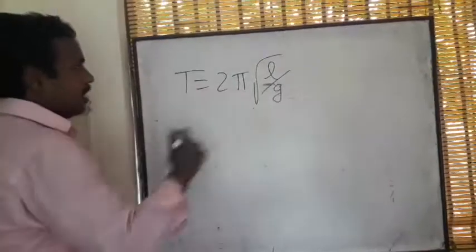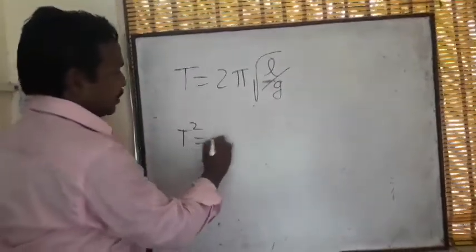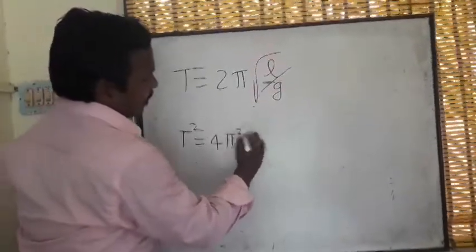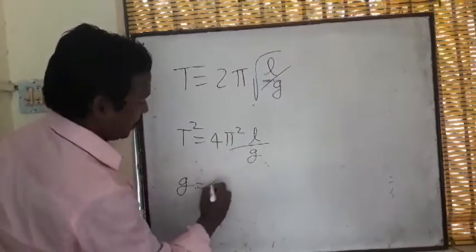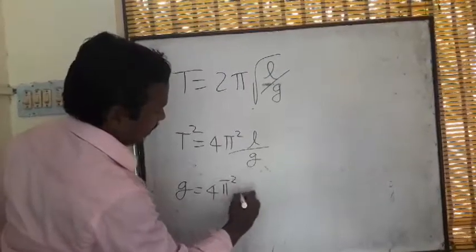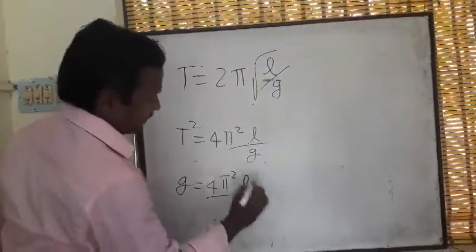I want to square the whole equation. T square is equal to 4 pi square L by G. So G is equal to 4 pi square L by T square.